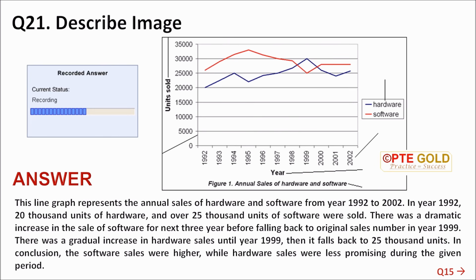number in year 1999. There was a gradual increase in hardware sales until year 1999, then it falls back to 25,000 units. In conclusion, the software sales were higher, while hardware sales were less promising during the given period.